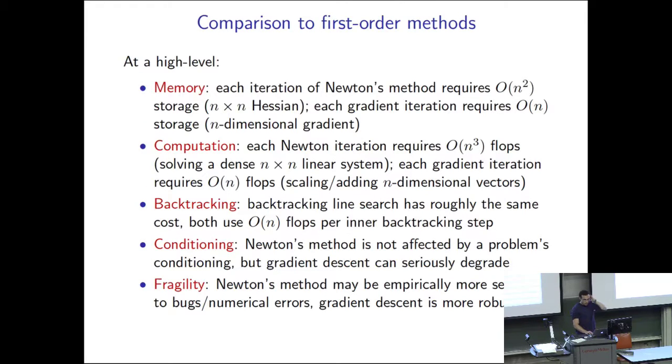So let me do a comparison to first-order methods. I didn't get to equality constrained Newton, actually. It looks like we ran out of time, so I'll have to do that next time. We'll just go through this comparison, and then we'll quit.